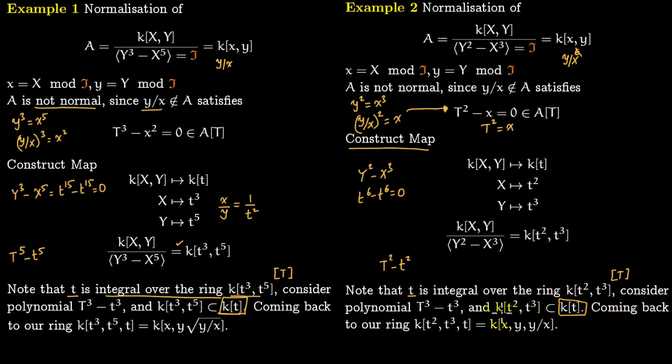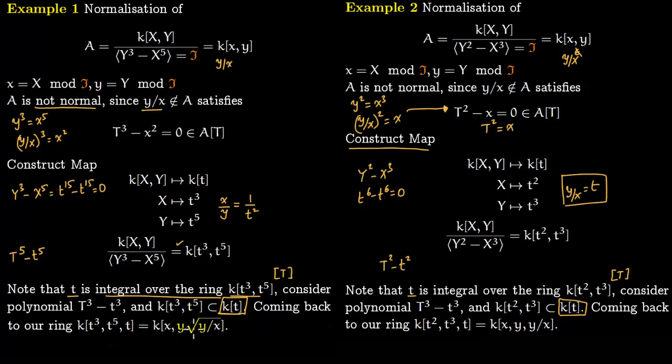Now say we want to come back to a ring, then we have to join t back to it. t square, t cube, t. So t square is just our x, t cube just y, and t is y over x. As you can see, y over x is just t. So you can say this is the normalized ring. Obviously this small x is nothing but capital X modulo I, and the small y is nothing but capital Y modulo I, where I is our ideal.